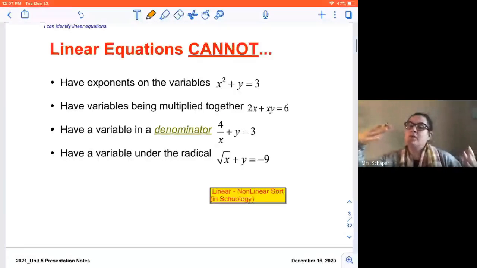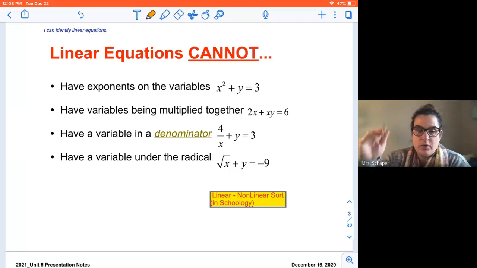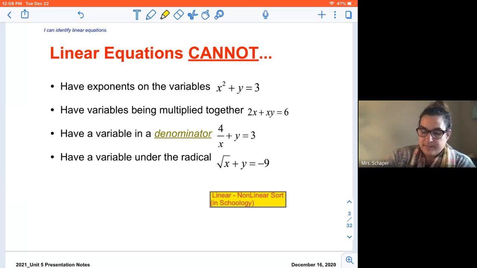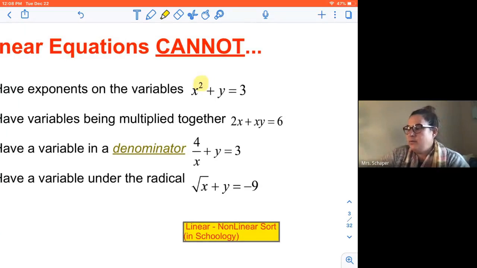Okay, so again, we're working with those four forms of functions: graphs, t-tables, algebraic, and verbal. This is looking at algebraic. When you have a linear equation, we have to make sure we don't have any of these. And what I highlight on here, I want you to highlight in your notes. All right, you can't have exponents. So like this squared, that's what makes it not linear, okay?